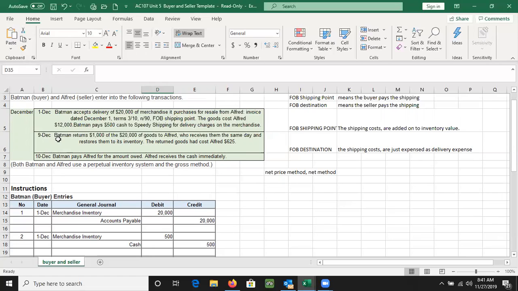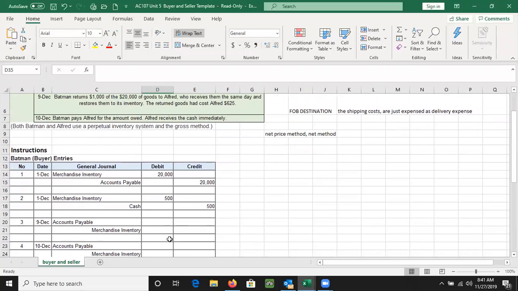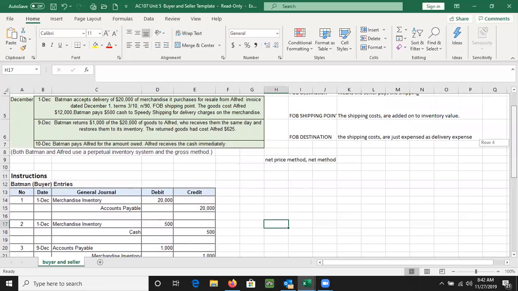So Batman's returning $1,000 of the $20,000 of goods to Alfred. From Batman's point of view, all he has to do is recognize that $1,000 of inventory is leaving. So you've got to credit inventory to decrease it. And since he didn't pay his account balance yet, it's just going to decrease the amount of money he owes. So if you bought $200 worth of clothes from a store on a credit card, and then you returned $100 of those clothes, they would just credit it back to your card. So then you only owe $100. Same theory here.